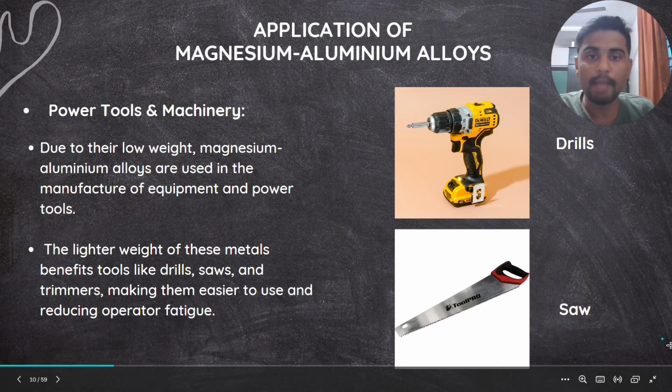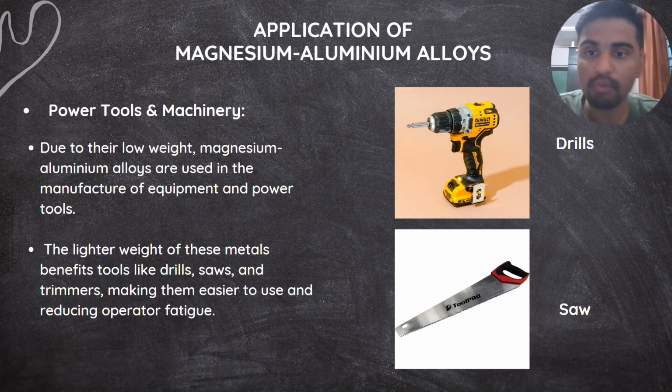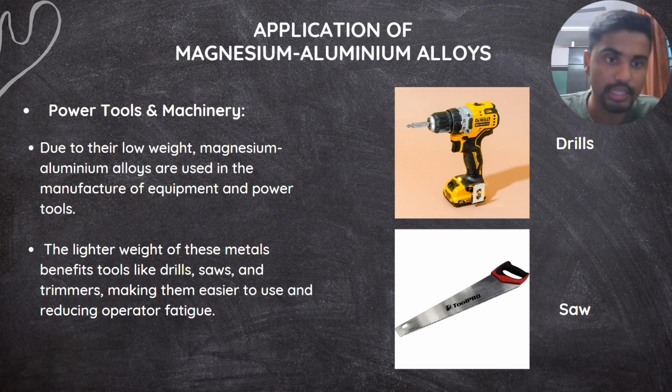Finally, the application of magnesium aluminum alloys in power tools and machinery. This is also an example of widely used daily tools. Due to their low weight, magnesium aluminum alloys are used in the manufacture of equipment and power tools. The lighter weight of these metals benefits tools like drills, saws, and trimmers, making them easy to use and reducing operator fatigue. As you can see on the left side of the slide, it is drills and saws.